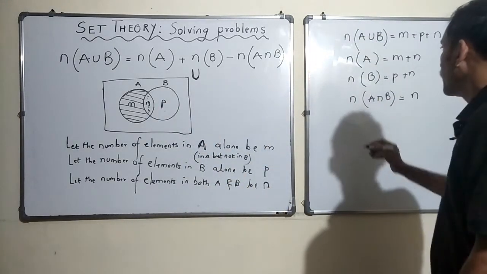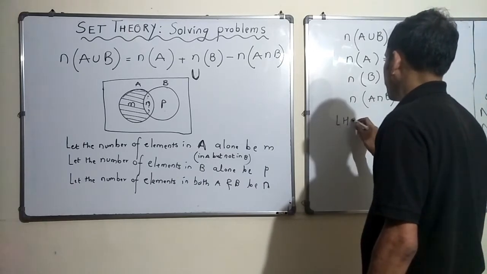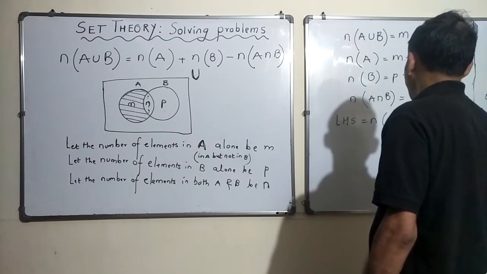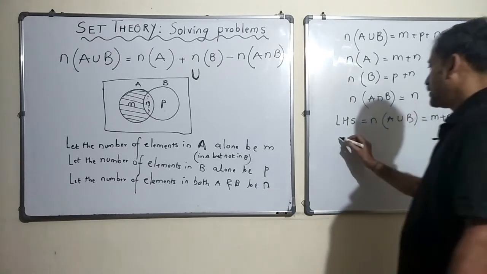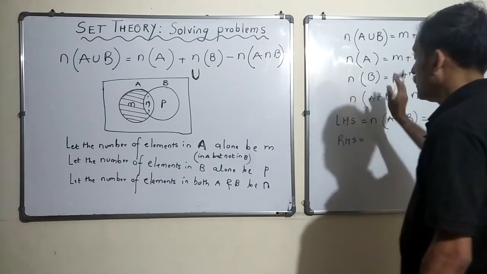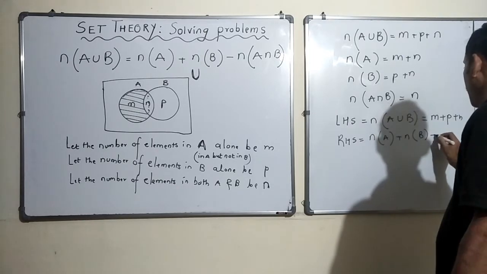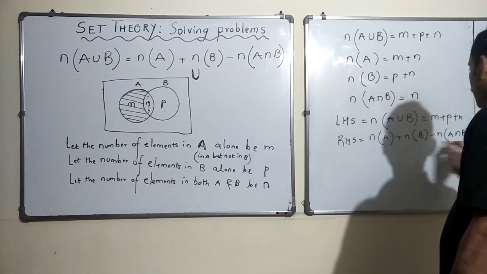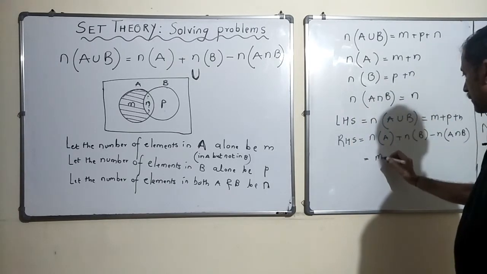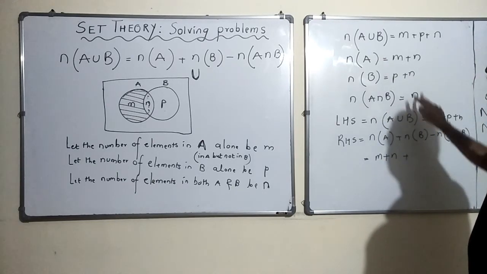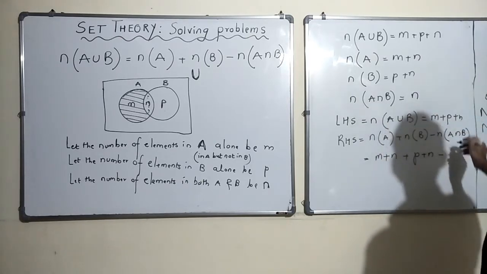Now let us see. LHS is the number of elements in A union B, which is nothing but M plus P plus N. Okay, RHS: number of elements in A plus number of elements in B minus number of elements in A intersection B. Number of elements in A is, what did we find, M plus N, plus number of elements in B, P plus N, minus number of elements in A intersection B, which is N.